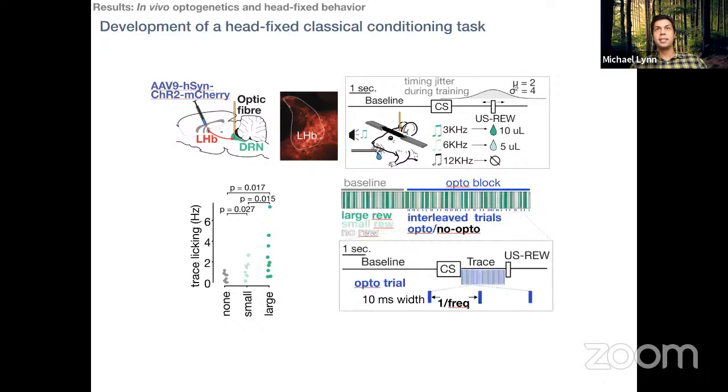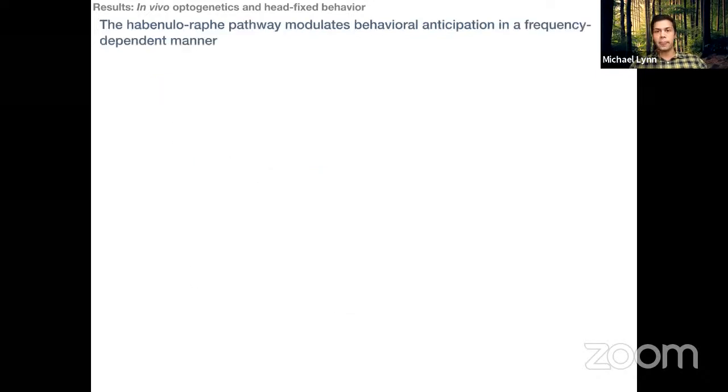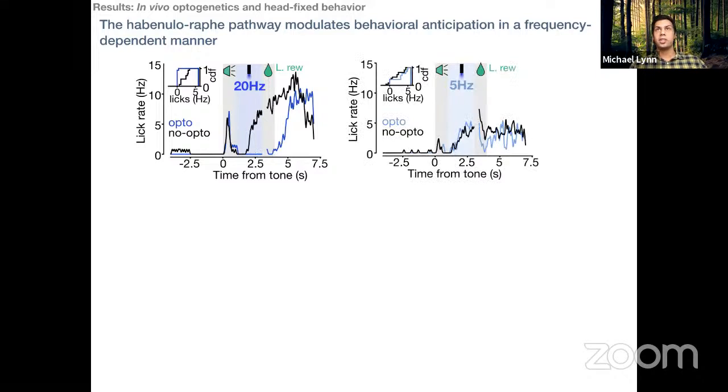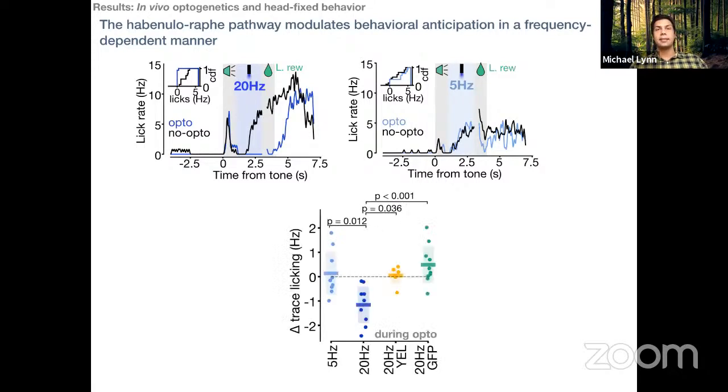Then we can stimulate this pathway at different frequencies and look at the effect on modulation of anticipation. What we see here is that if you stimulate this pathway at 20 hertz, you get almost complete suppression of the anticipatory licking response. That's shown in blue compared to black as non-stimulated trials. And at 5 hertz, you get absolutely nothing. So this maps really nicely onto the short-term dynamics I've just told you about, right? Where 5 hertz excitation would dominate, 20 hertz inhibition would dominate. This is just some group data here.